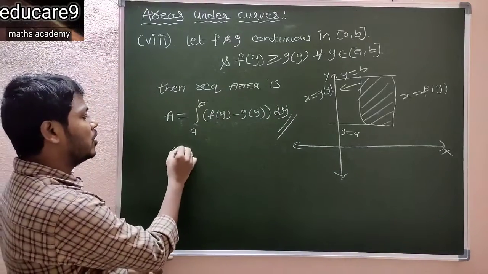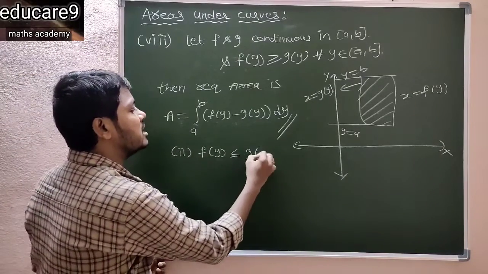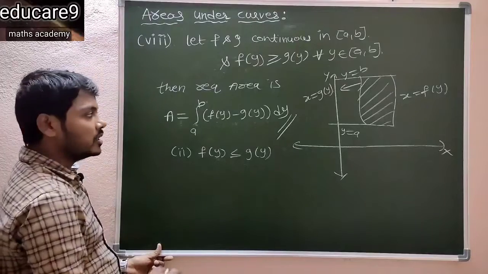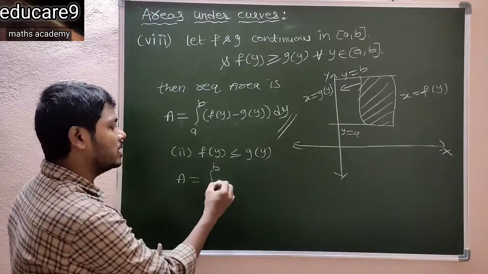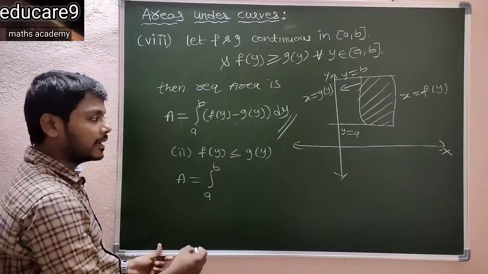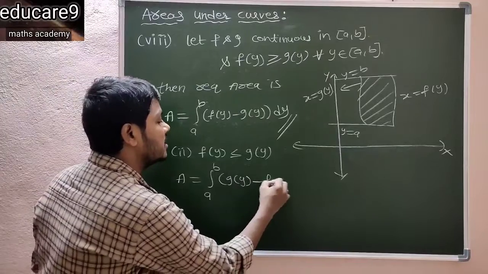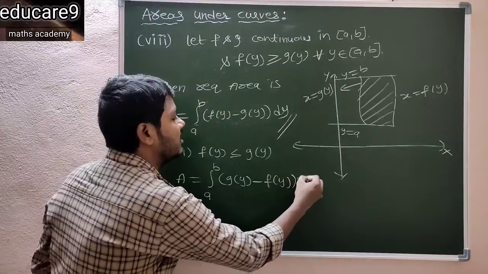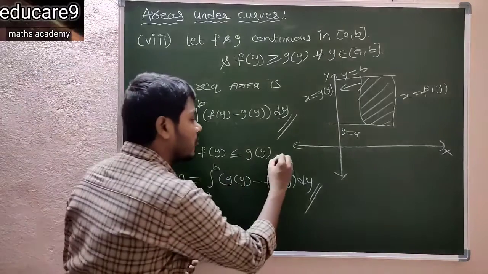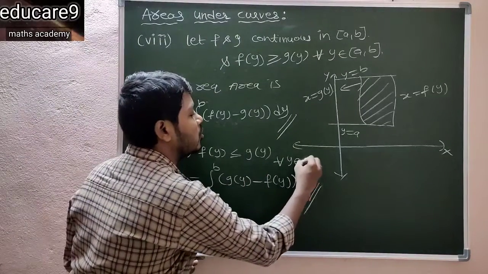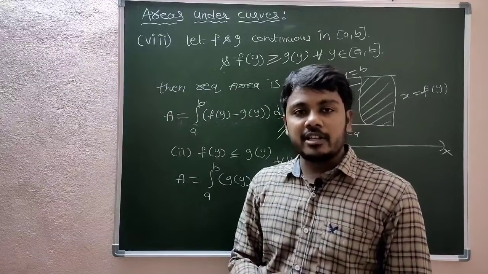See here for example second one, f of y is less than or equal to g of y. So in that case the required area is integral a to b. Here g of y is greater, therefore write g of y first: g of y minus f of y dy. So this is the required area, for all y belongs to closed interval [a, b]. So for the next session we will discuss more problems.